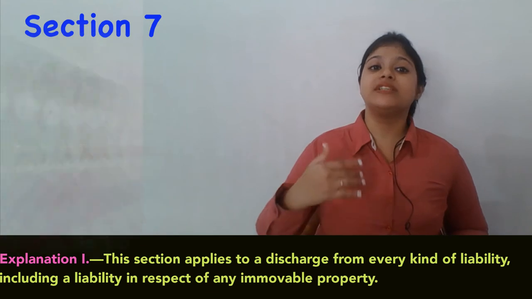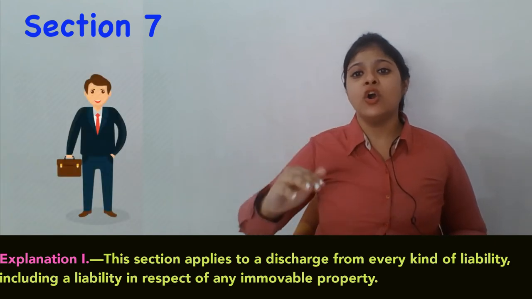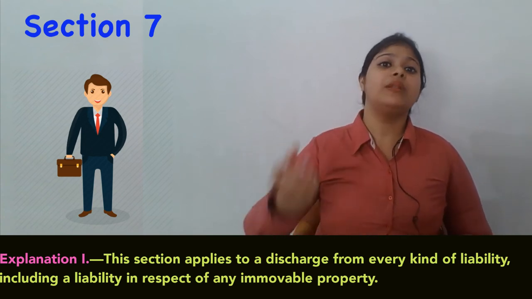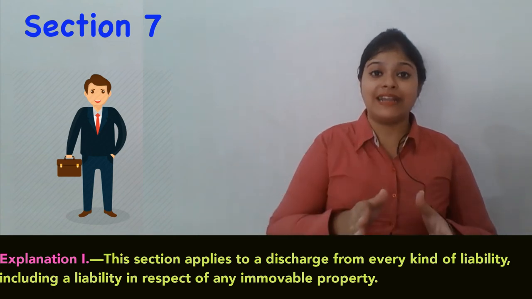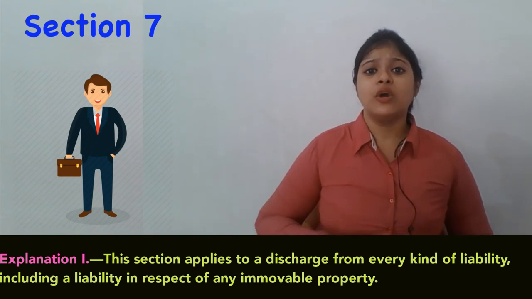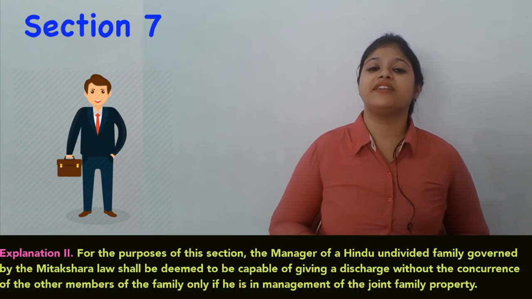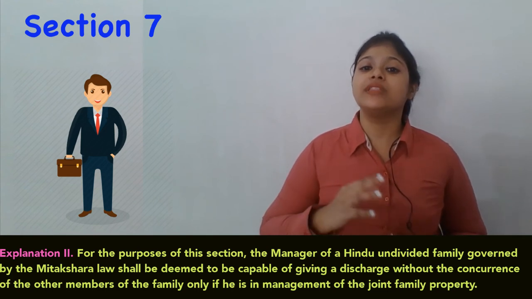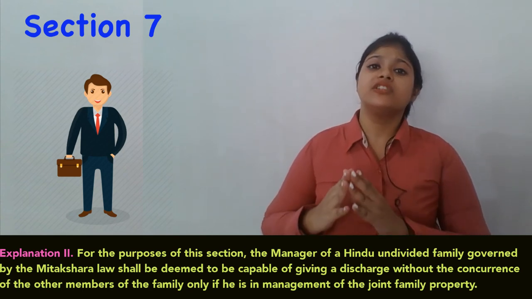Thus, the limitation period to restore the rights will be counted after the minor aged 16 attains majority, who is capable of taking discharge of the particular suit. And when the right will be restored, it will not only be restored for that particular person who has now attained majority, that is the 16-year-old minor, but also for the other 2 minors, aged 3 and 4. For the purposes of this section, the manager of a Hindu undivided family governed by Mitakshara law shall be deemed to be capable of giving discharge without the concurrence of other members of the family, only if he is in the management of the joint family property.